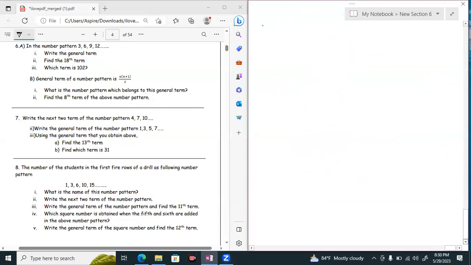Okay, let's go to the 6th question. In the number pattern 6, 3, 6, 9, 12, write the general term. Find the 18th term. Which term is 102? Yes, please give the answer for part A.